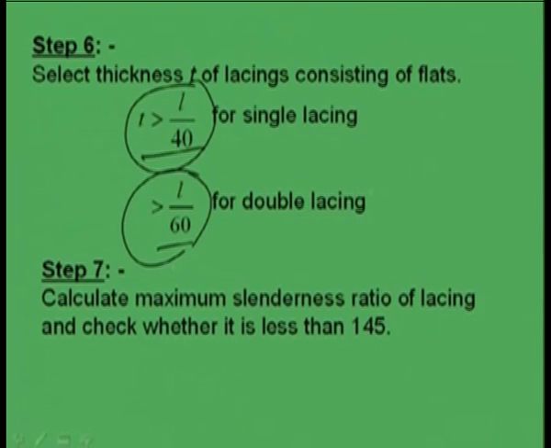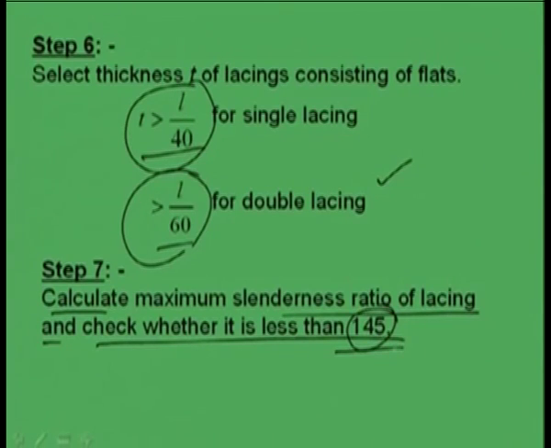So, accordingly we can find out the thickness T, and then what we will do? We will calculate the maximum slenderness ratio of the lacing and check whether it is less than 145 or not, right. That means the slenderness ratio, how do we calculate? We will calculate the radius of gyration of the section which we are going to adopt. Radius of gyration means we know T and B, thickness and width of the lacing. So, we can find out the radius of gyration, that means root over I by A.